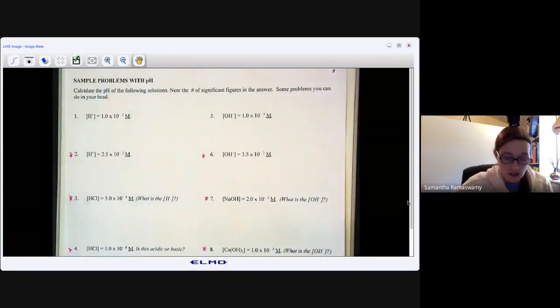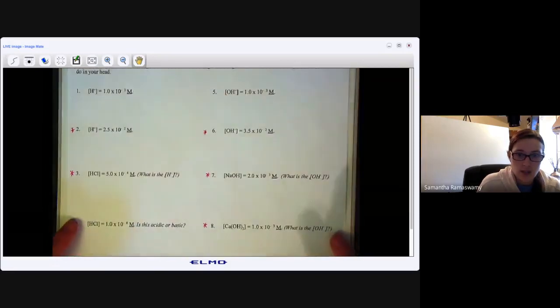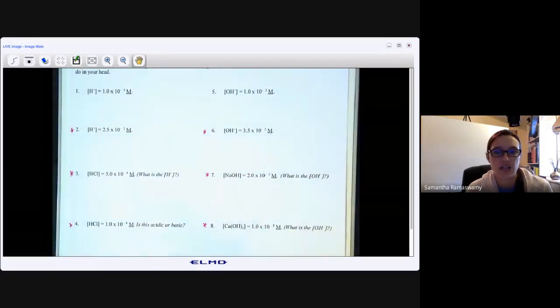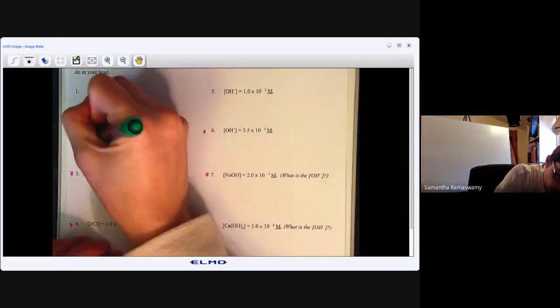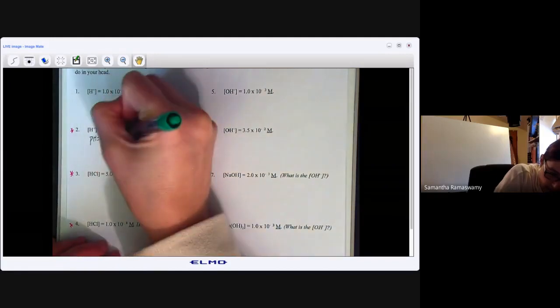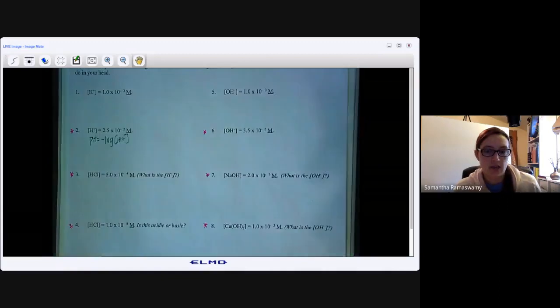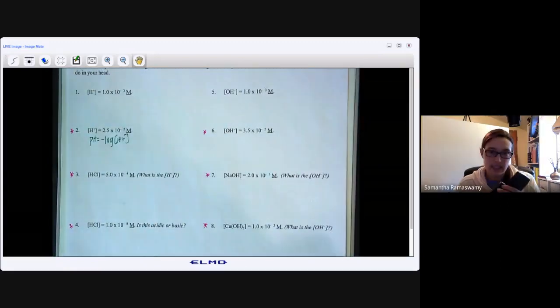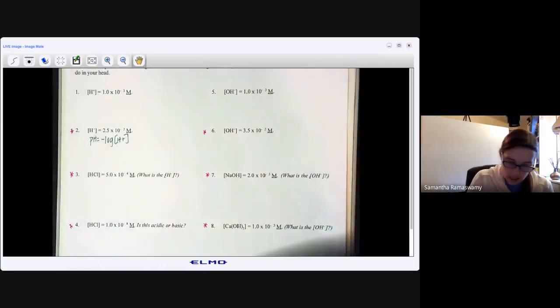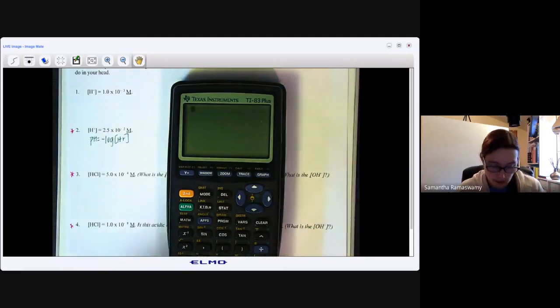So for number 2, H plus concentration is 2.5 times 10 to the negative second. Well, our goal is to find pH. So for this, we're lucky, we can just find it in one step, because pH is negative log of the H plus concentration. Now, what I recommend is that you practice doing this in your calculator, just so that if for some reason you can't figure it out, we can make sure that we get it figured out for you.